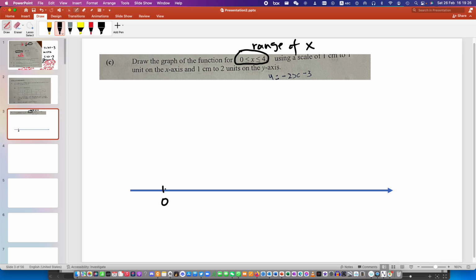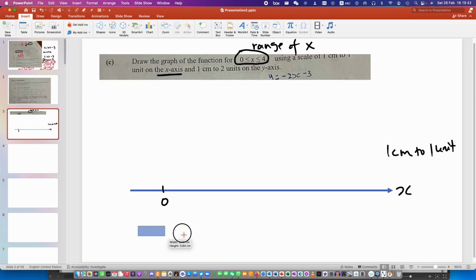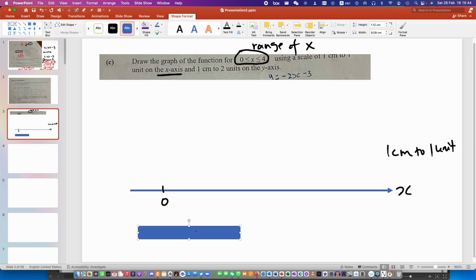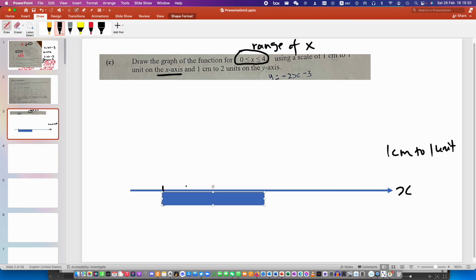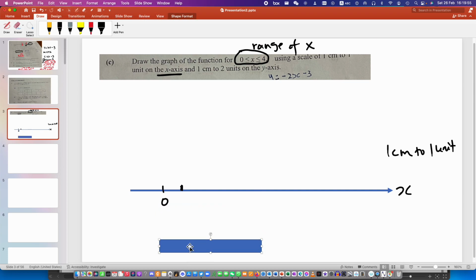But how do you go to 4? They say for the x-axis, so this is your x-axis, right? They say 1 cm to 1 unit. Meaning that you use a ruler. Imagine this is a ruler, you park it, and then 1 cm is here. So this is your 1 unit. 1 unit means this is 1. Are you clear? Then next, what's your 2?